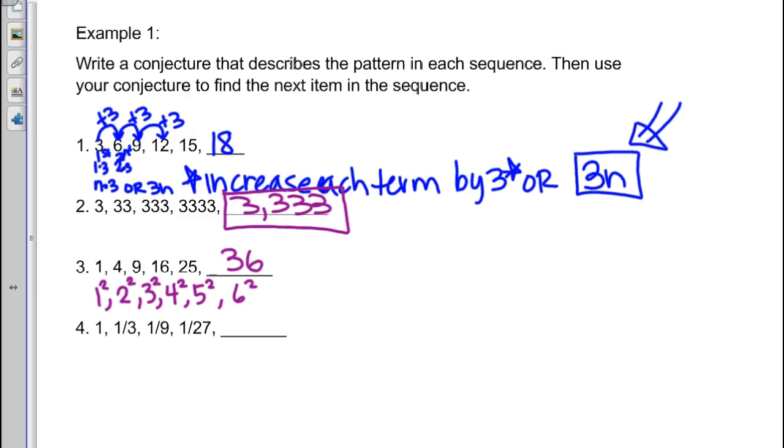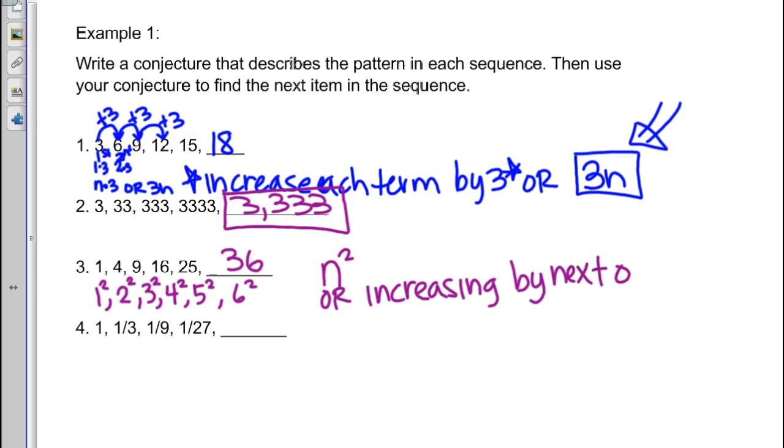So my conjecture would be the term number squared, or if you put increasing by the next odd number, or adding the next odd number each time, that's okay too. Like I said, we're going to move from this stuff to this during this class. So awesome. All right, let's look at the next one.